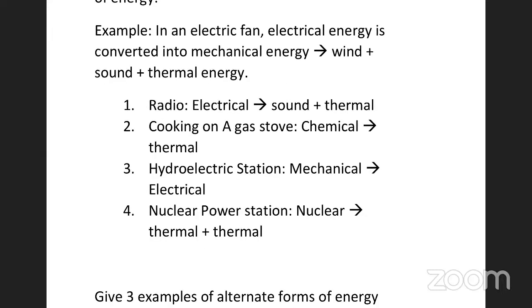If you have a gas stove, cooking on a gas stove, that's chemical energy into thermal energy. Hydroelectric, you have mechanical converted into electrical. Nuclear power station, you have nuclear into thermal and what? What's the purpose of a nuclear power station? To produce electricity. So it will be thermal and electricity. Of course, there are other forms of energy being produced, but we just mean the main types of energy.